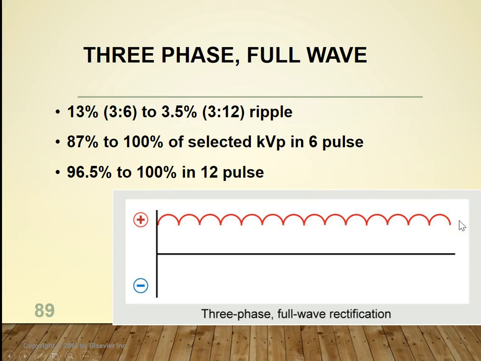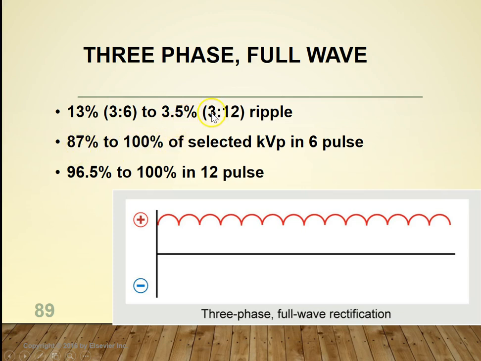ripple. Okay? So know that if you ever see a question about the ripple that could occur with a 3-phase 6 pulse generator, you need to remember that that can be 13%. That's the ripple. This is how much of the kVp it gets. With 13% ripple, you get 87% of the kV you selected. Now, again, it can go to 100%. It just depends on the X-ray. It depends on a whole lot of other factors. But it can go as low as 87.